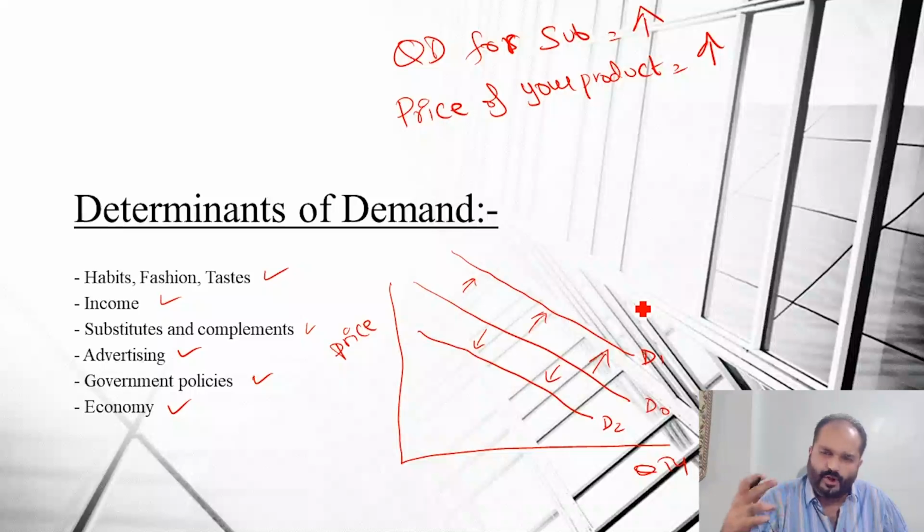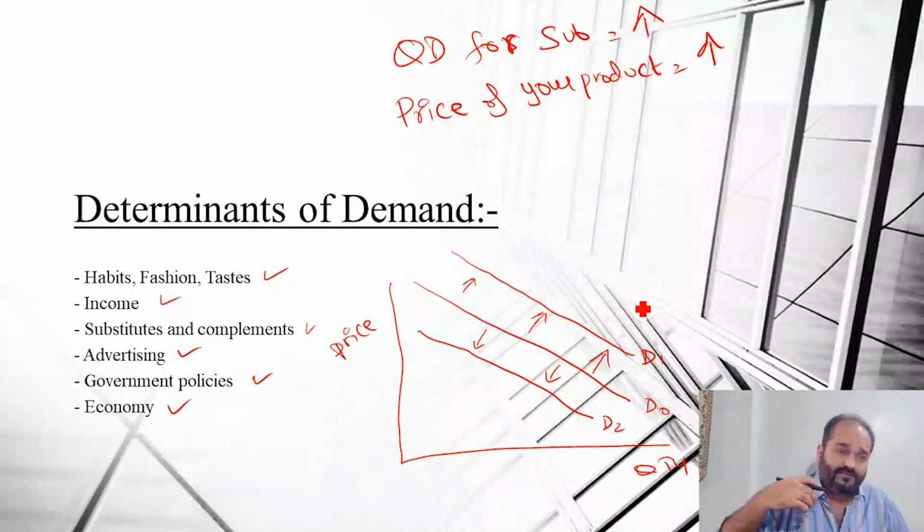So this is how the economy works as well. If the economy is doing good, your demand will go towards D1, towards the right. If your economy is not doing very well, it's facing inflation, it's facing unemployment, then your demand will always go towards the left, towards D2.